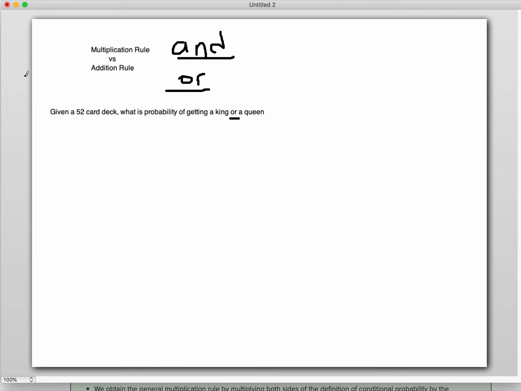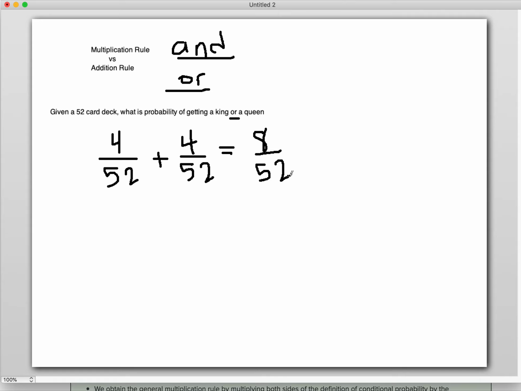My second clue is that I'm not doing something more than once. The multiplication rule is specific to having two separate events. Here, I'm only drawing one time, and I'm asking for a king or a queen. So there's one event, and here I would add. There are 4 kings in a deck and 4 queens in a deck, so my answer would be 8 over 52, and I would reduce it.